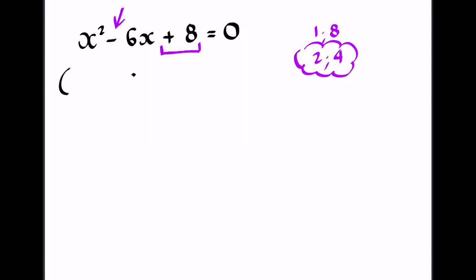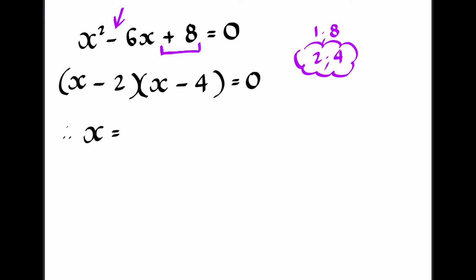So I'm going to have 2 brackets equal to 0. The signs are going to be the same. Both the signs are going to be negative. X squared factorized becomes x and x. Then I take the factors I've just picked of 2 and 4. But I'm solving for x. So therefore, x is equal to 2 or x is equal to 4.